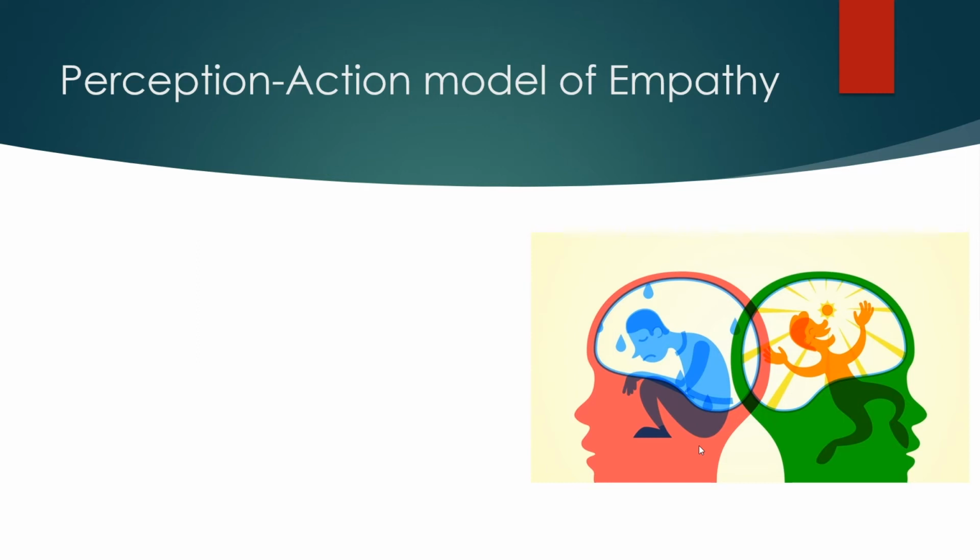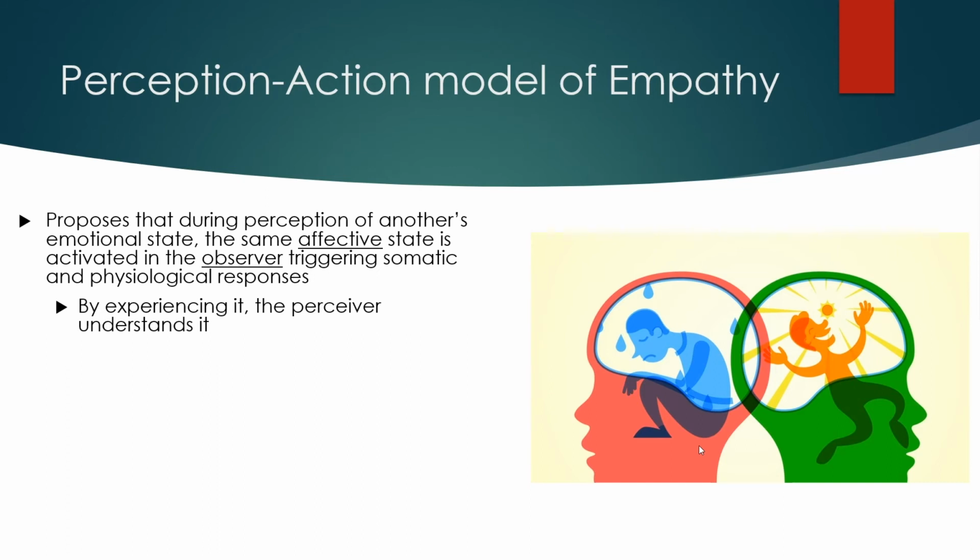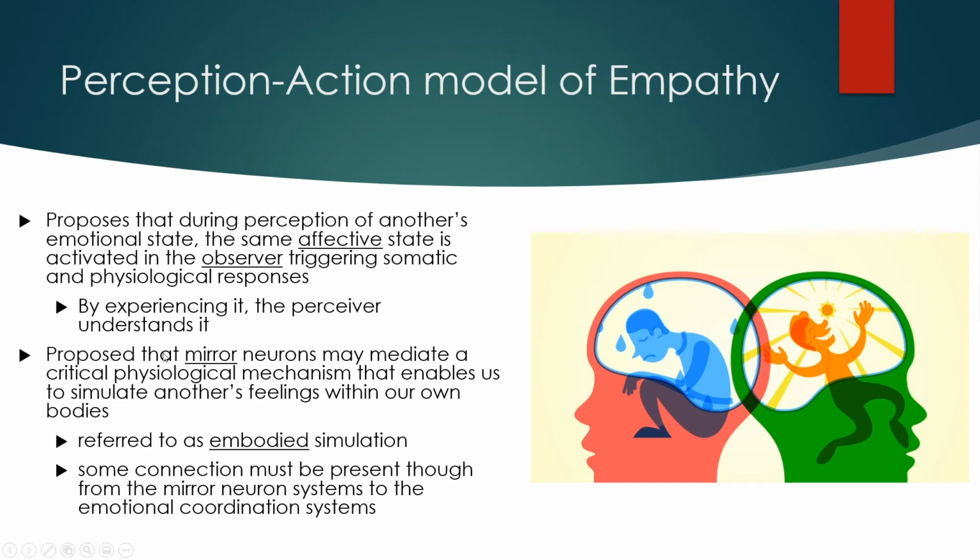So this is the perception action model of empathy, which builds off of what we just described. It's this idea that we are able to create the same affective state in ourselves as what we're seeing in someone else. So activated in the observer, in us, we're able to trigger the same somatic and physiological responses in ourselves that someone else is feeling. So we can experience what someone else is experiencing, basically. And a lot of people are proposing, like we just talked about on that last slide, that these mirror neuron networks are giving us the ability to do that. That the same types of neurons that are active when we're feeling sad can be activated when we see someone that's sad.